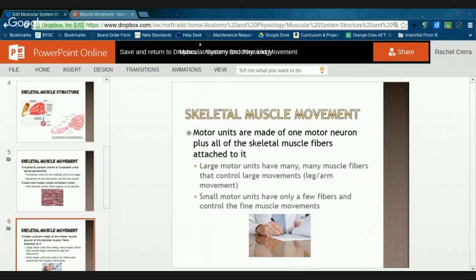If you've got a large motor unit, you're going to have lots of different muscle fibers that are going to control those movements. So like your leg and your arms. But your smaller motor units are going to contain only a couple of different fibers, and those will control your fine motor movement, so like your fingers grasping. But moving your arm, that's a big set of units to be able to move your arm. Lots of muscles and nerves have to be initiated for you to move your arm, but not as many to move your finger.